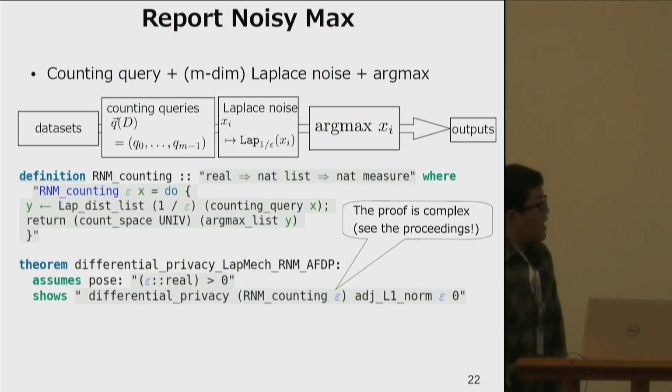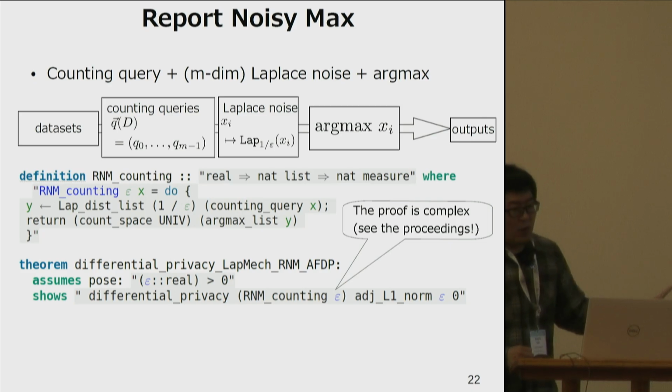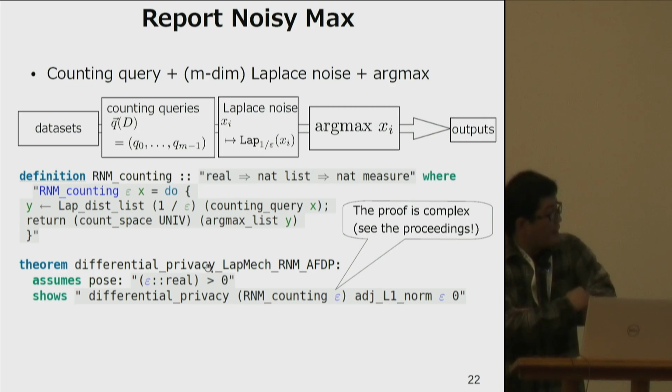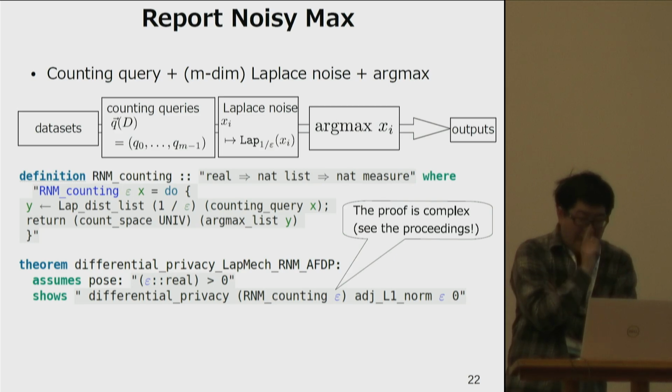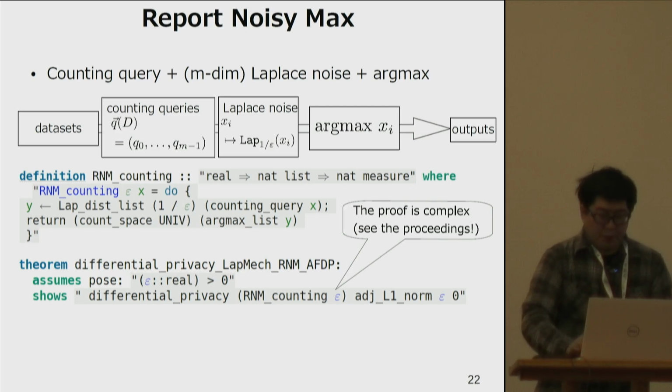In the paper, we provide the naive evaluation of differential privacy and the final evaluation of differential privacy. The proof of the final evaluation is very complex. For details, see the proceedings.